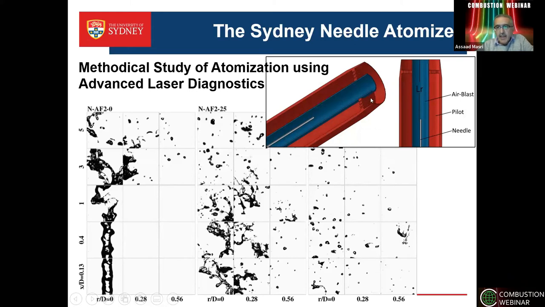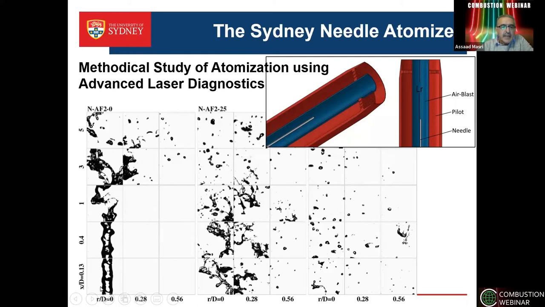Now we have a pilot here, which is in red. That's a pilot annulus, and the pilot annulus is simply there to stabilize flames to the burner if we want to burn this spray. And I'll show you towards the end of this talk a little bit of results for spray flames.